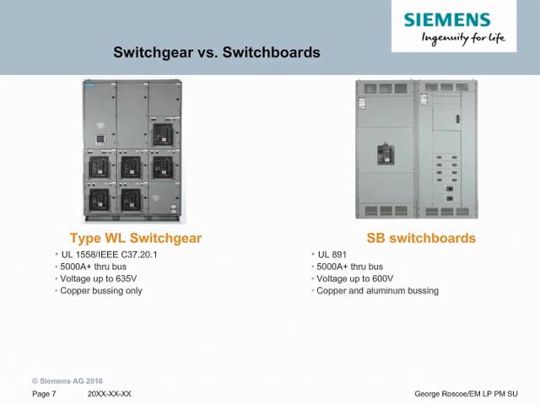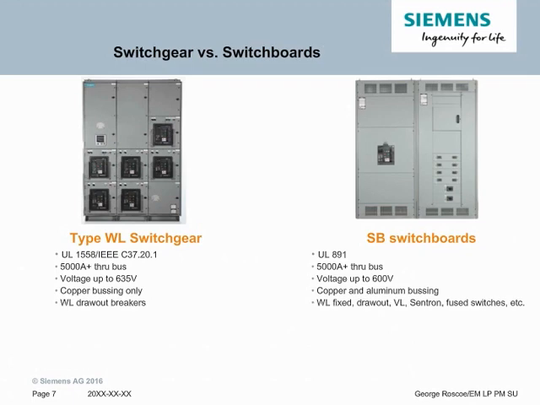One big difference is switchboards are designed from a commercial aspect where value engineering can be important. So switchboards come with both copper and aluminum busing, whereas switchgear is copper busing only. Another big difference is switchgear typically only uses draw-out power circuit breakers. In the Siemens world, that's WL breakers.